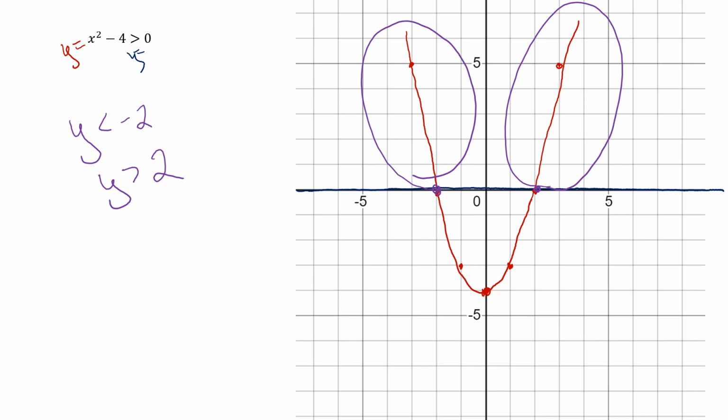If we were looking for when x squared minus 4 is less than 0, we would have done the exact same thing, but we would have been looking for this spot in the bottom. And it would have been negative 2 is less than y is less than 2. It would have been that middle part. So it doesn't matter which way the sign is going. You still do the problem exactly the same. It's just what are you looking for at the end that's the question.